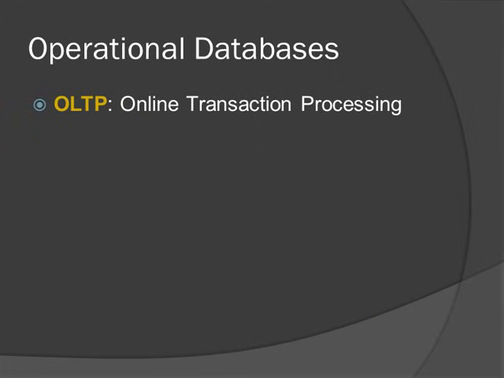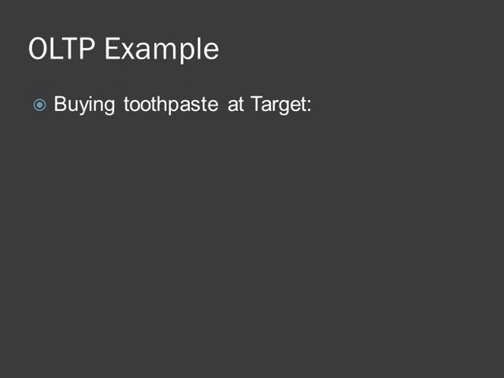Collectively, operational systems are usually referred to as an online transaction processing system, OLTP for short. To understand how an OLTP system works, let's walk through a common OLTP example: purchasing a tube of toothpaste at Target with a debit card. So you start by walking up to the cash register, hopefully not having stood in line for too long, and placed a toothpaste on the rubber conveyor belt.